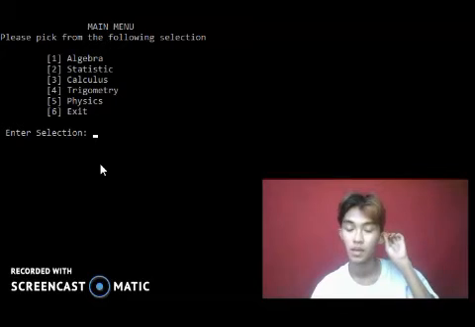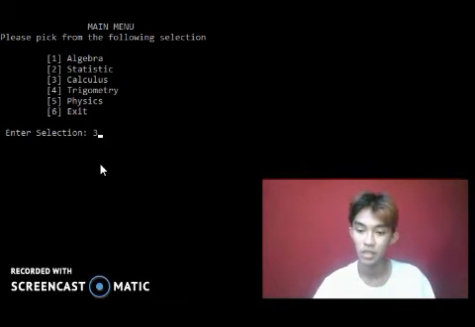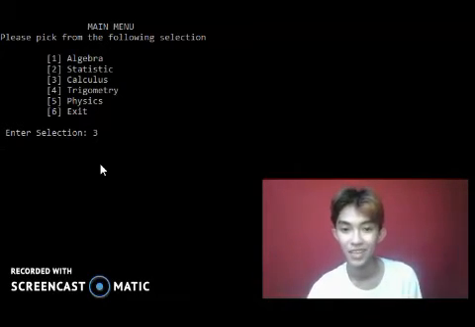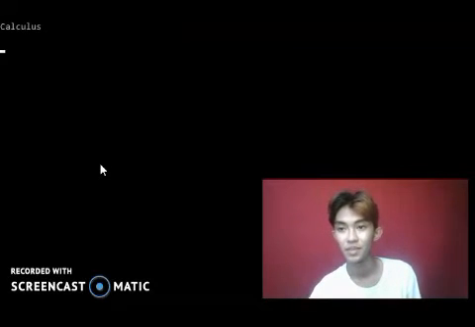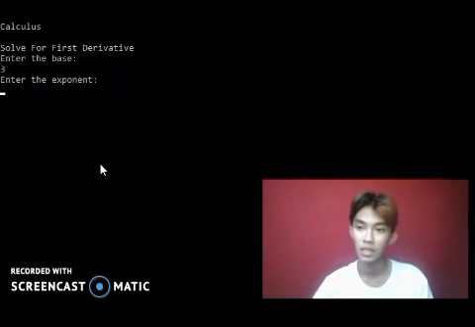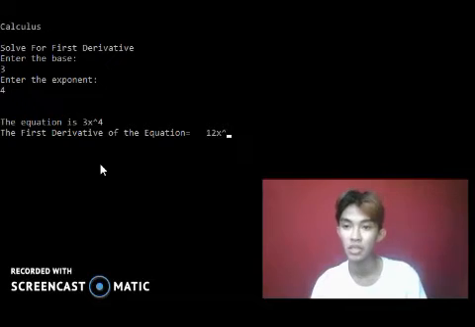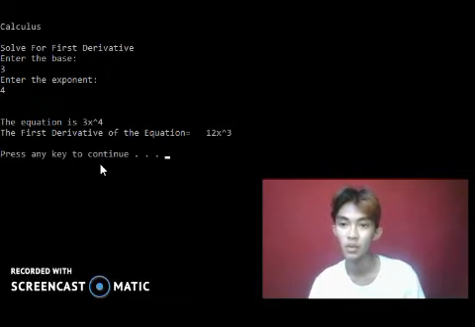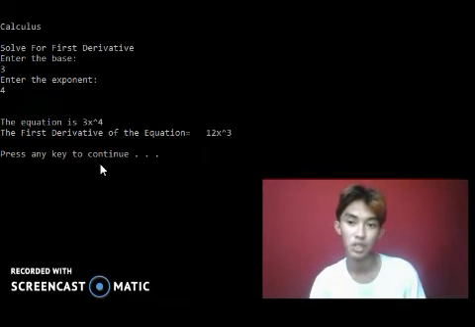So for number 3, calculus. Very cute program. So the program will ask you to enter the base, so for example 3, and the exponent is 4. So the equation is 3x to the power 4. So the first derivative of the equation is 12x cubed, 12x cubed. So it's correct. But let me prove it to you on the paper.